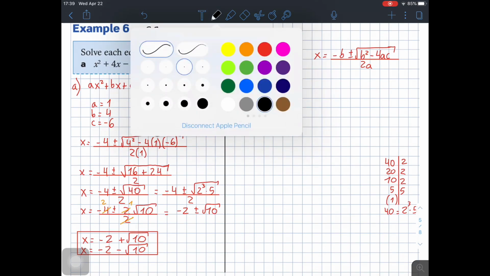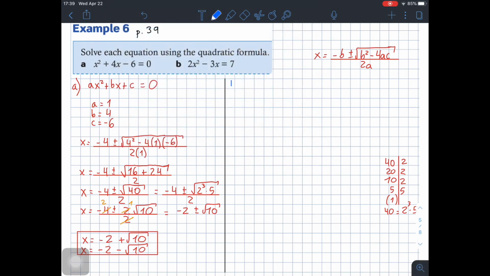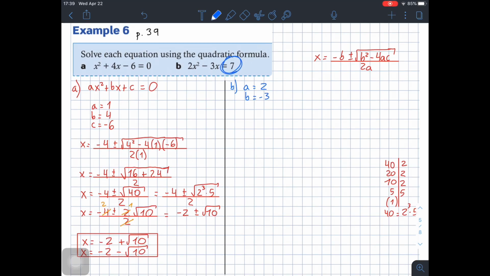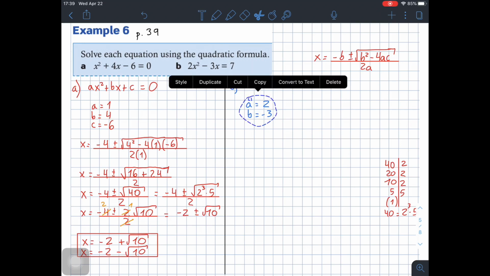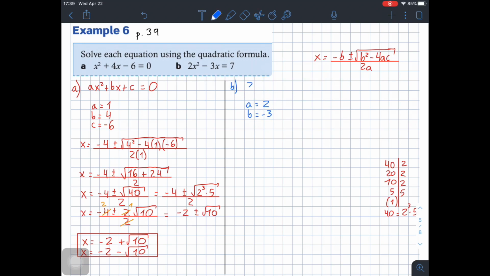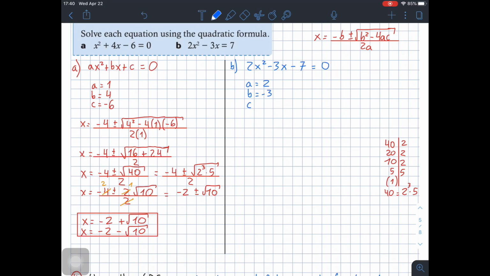I'm going to do this using a different color to avoid confusion. B. Once again, we need to identify a value of A, which in this case is 2, B is negative 3, and C. Pay attention with the value of C. We first need to take it to the other side, right? So let me do that first here. This would be 2x squared minus 3x minus 7 equals 0. So then we can take the value of C, which is negative 7.